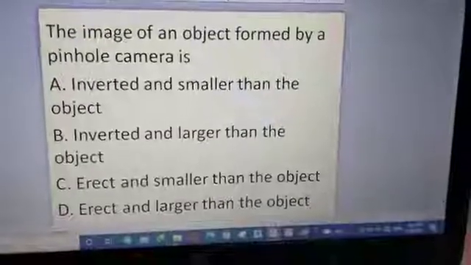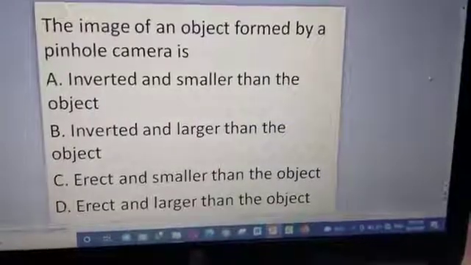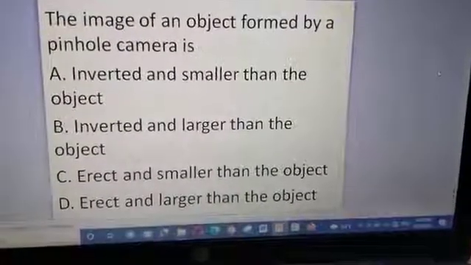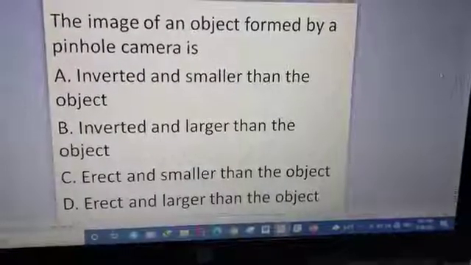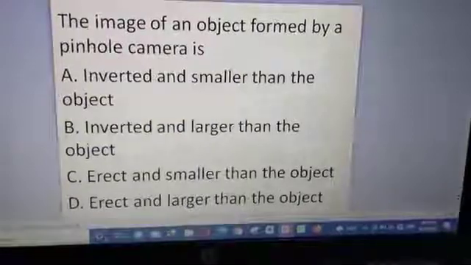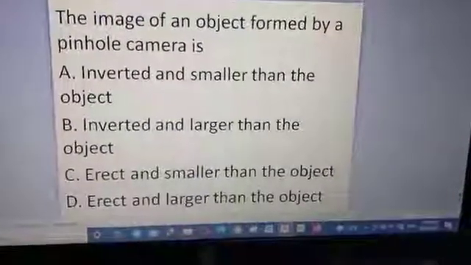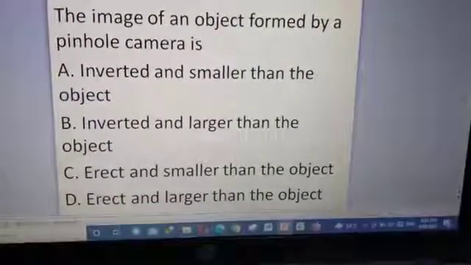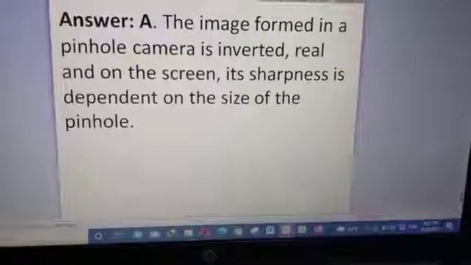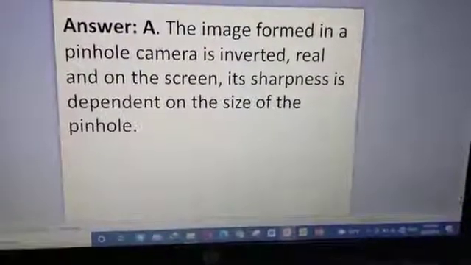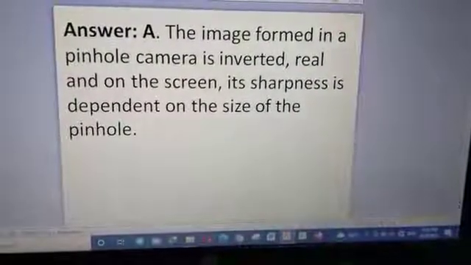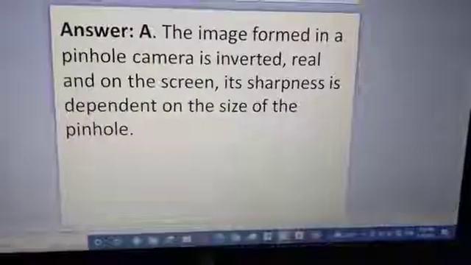The image of an object formed by a pinhole camera is: A. Inverted and smaller than the object. B. Inverted and larger than the object. C. Erect and smaller than the object. D. Erect and larger than the object. Now what is the answer for this question? The answer is A. The image formed in a pinhole camera is inverted, real, and on the screen. Its sharpness is dependent on the size of the pinhole.